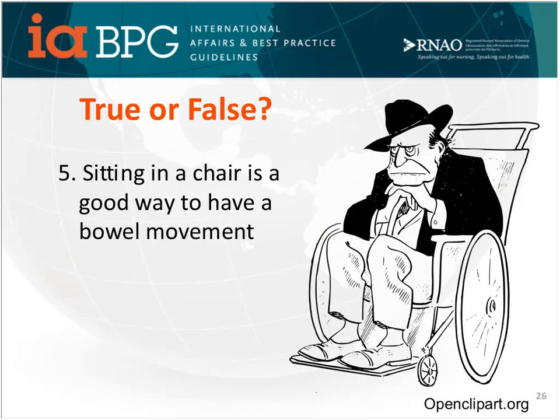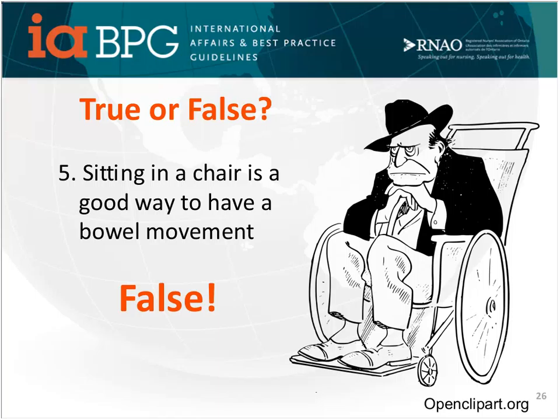Now our next question, a true or false question, was on squatting, and I like the answers to this one on the right here. It says sitting in a chair is a good way to have a bowel movement, and that's false. It's quite a mixed answer, eh? So it is false. What happens when we sit in the chair is that we're actually compressing the rectum.